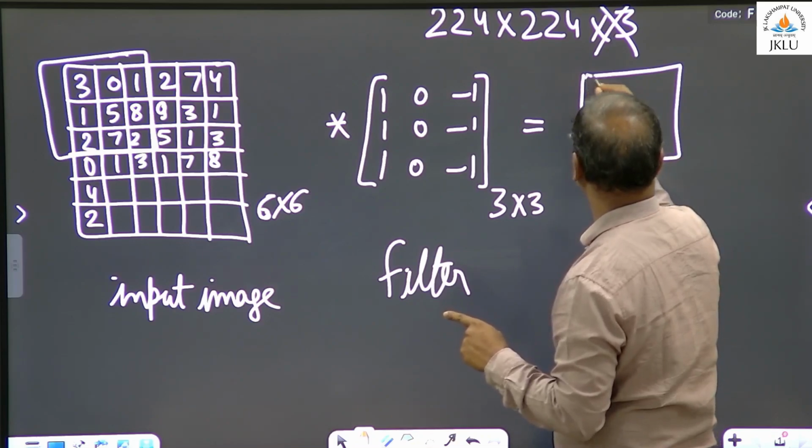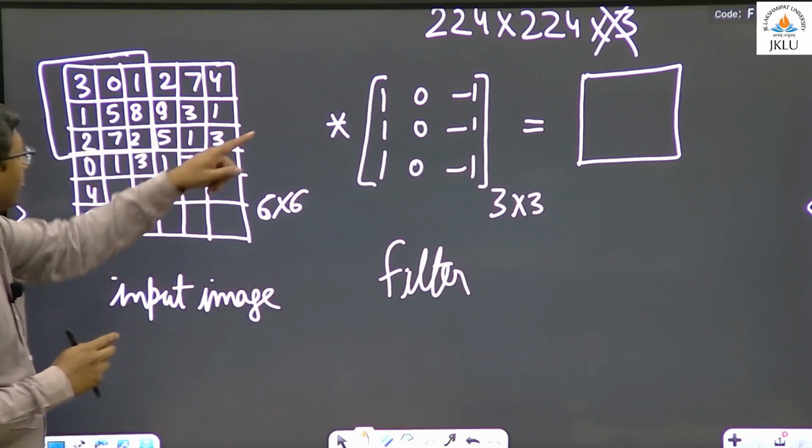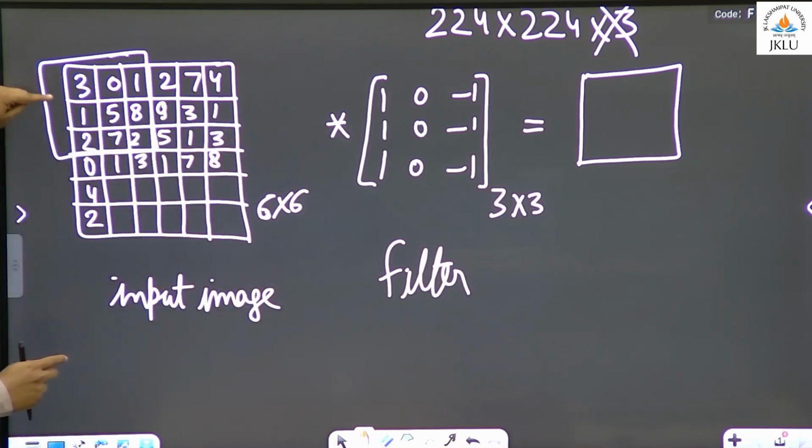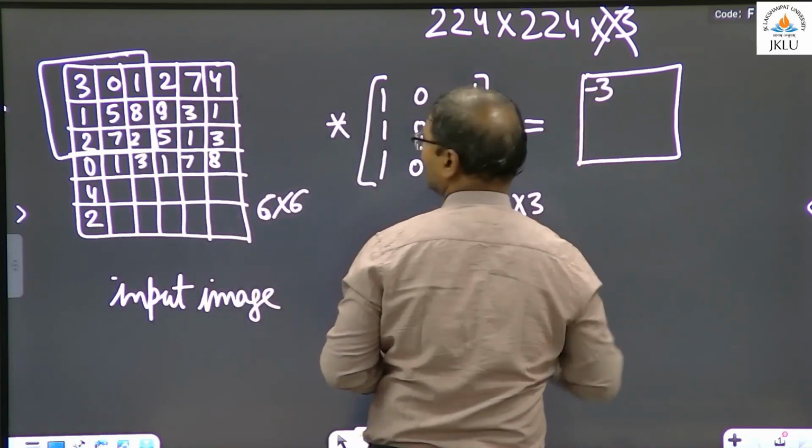What will I get at this first corner? 3 into 1, 1 into 1, 2 into 1, and then I have to add them. So this gives me 8, this gives me 0, and this gives me 11. So this gives me minus 3.